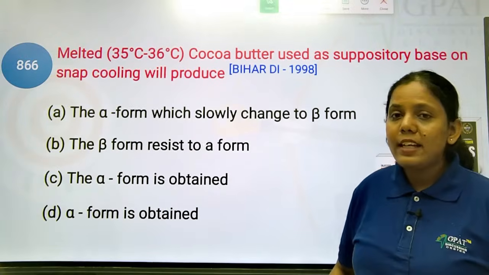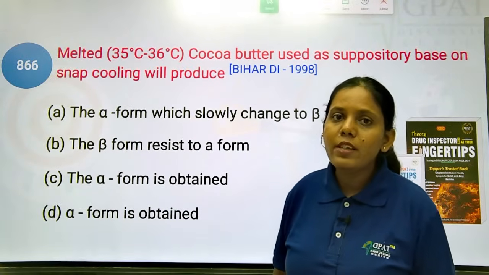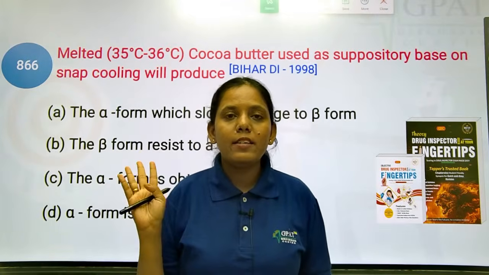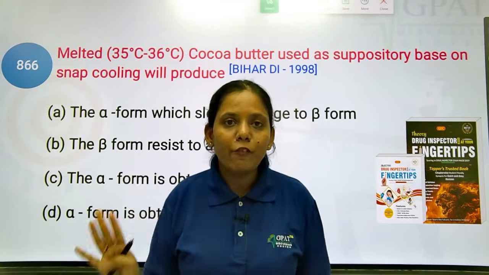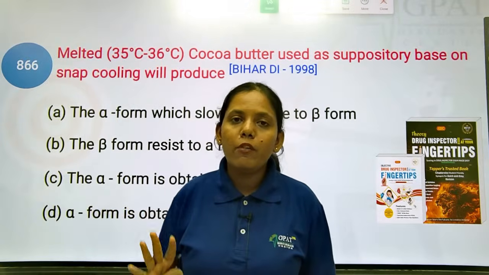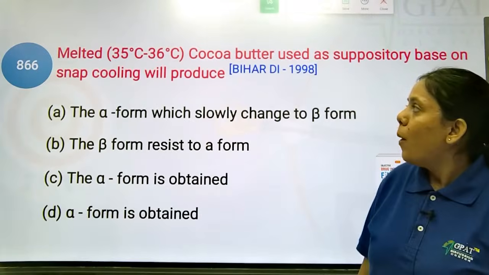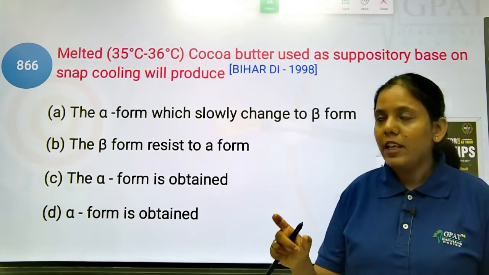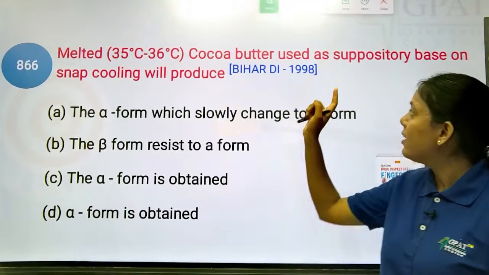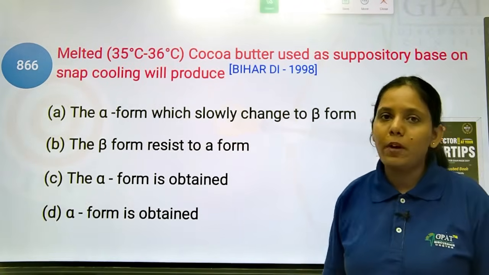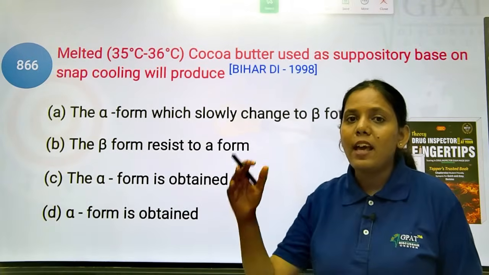Next question is regarding the melting of the suppository base, especially your cocoa butter. Cocoa butter exists in 4 polymorphic forms, and each polymorphic form has different melting points. Okay. Melted cocoa butter at 35 to 36 degrees Celsius is used as suppository base; on snap cooling will produce... Snap cooling means rapid cooling.